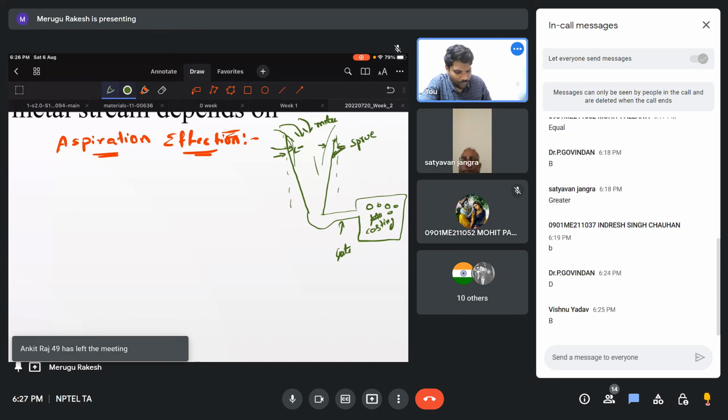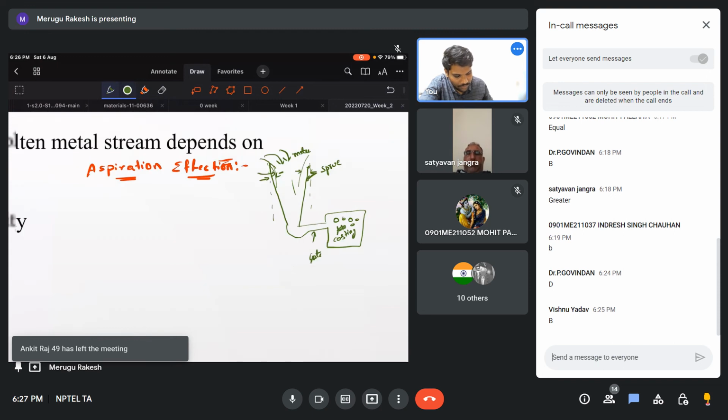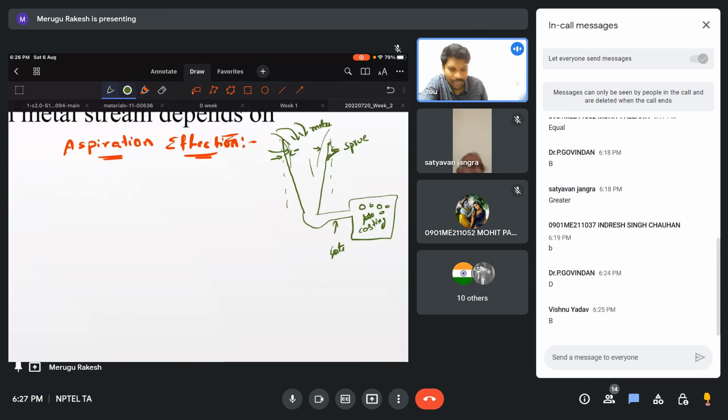So now the question is this: suppose aspiration is happening, and I took a cylindrical sprue. If aspiration is happening, how much gas is going in, and on what factors does it depend? Say the mass, or say the volume, will be nice. So the volume of gas, on what does it depend? That is the question being asked.